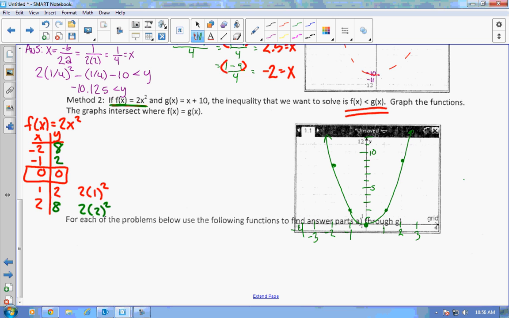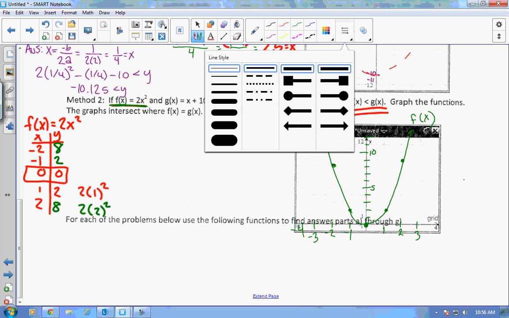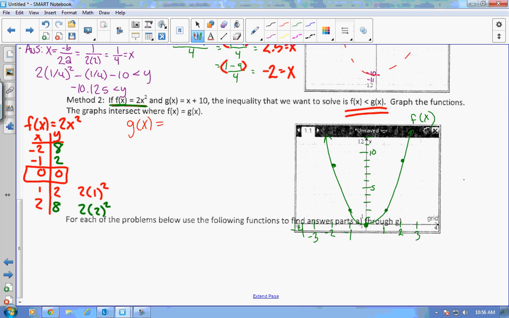Now we need to graph g of x. And this is f of x. So if you label f of x. And then we need to do another one, which is g of x. This is a linear function. Do you guys remember how to graph linears? I have a whole song and dance for this one, too. What is y equal mx plus b?